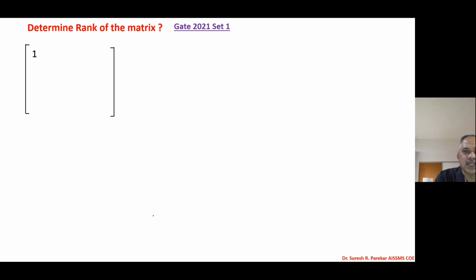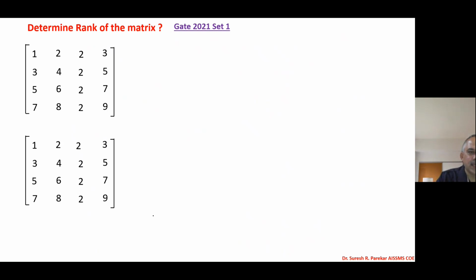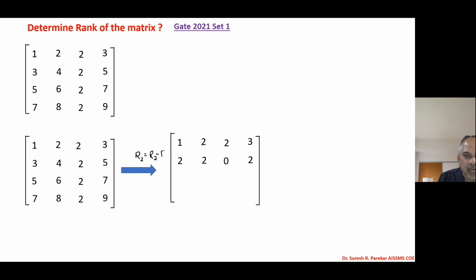Then we have the next one, which was asked in 2021. Now I will go for this matrix: 1, 2, 2, 3, then 2, 2, 0, 2. What have we done? Sorry, we have subtracted this value, that is, R2 is equal to R2 minus R1. Therefore 3 minus 1 is 2, 4 minus 2 is 2, 2 minus 2 is 0, 5 minus 3 is 2.